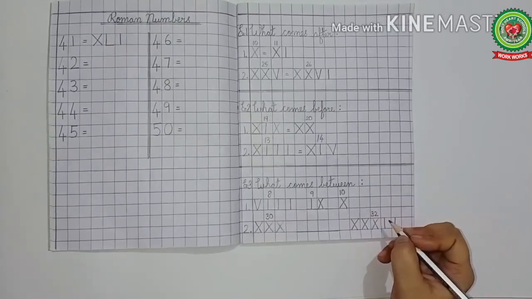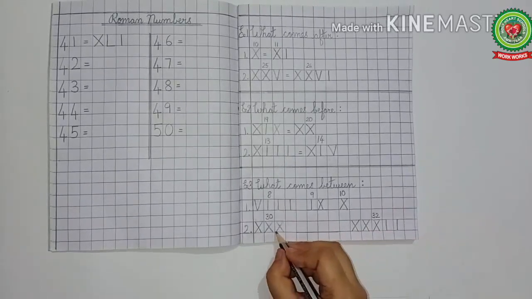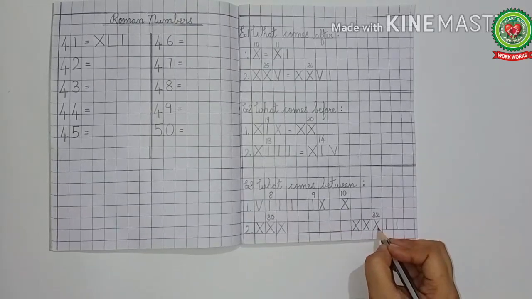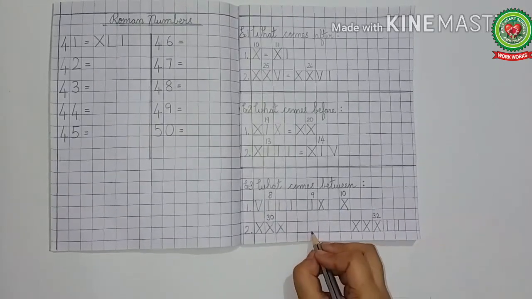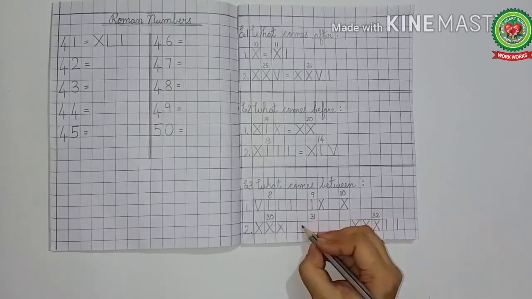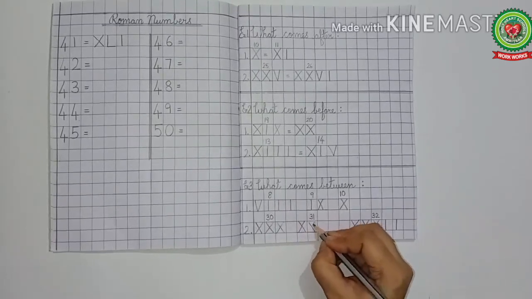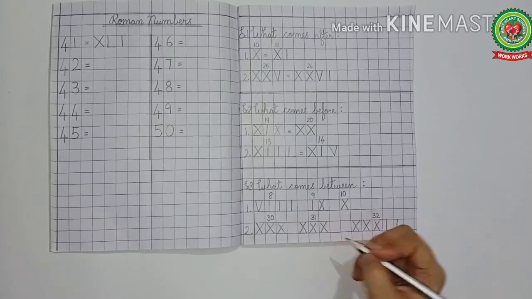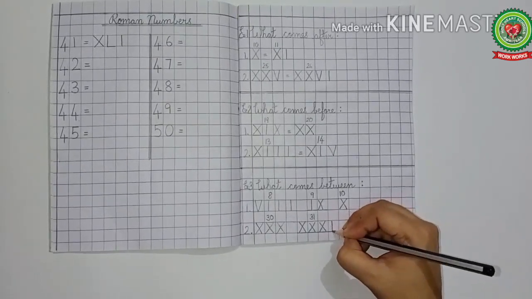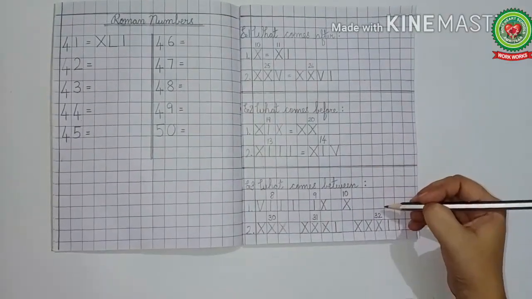Now tell me what comes between 30 and 32. What comes after 30? That is 31. What comes before 32? That is 31. So over here we have to write 31. So how will we write 31? First of all we will write 30. That is X, X, X plus 1. How do we write 1? That is I. Kids, like this you have to do all the exercise in your copy.